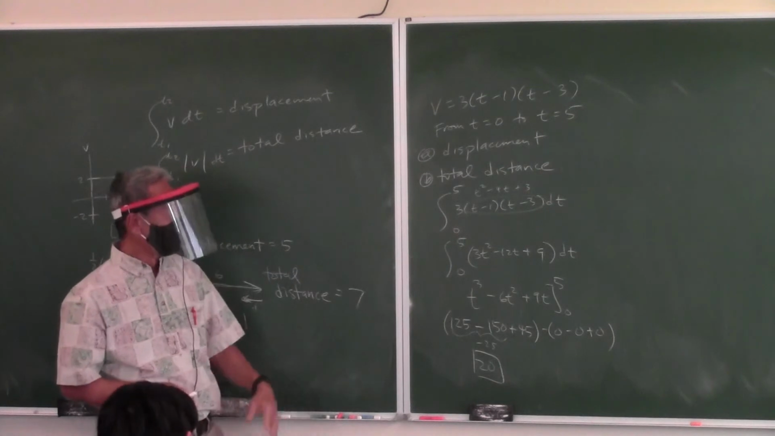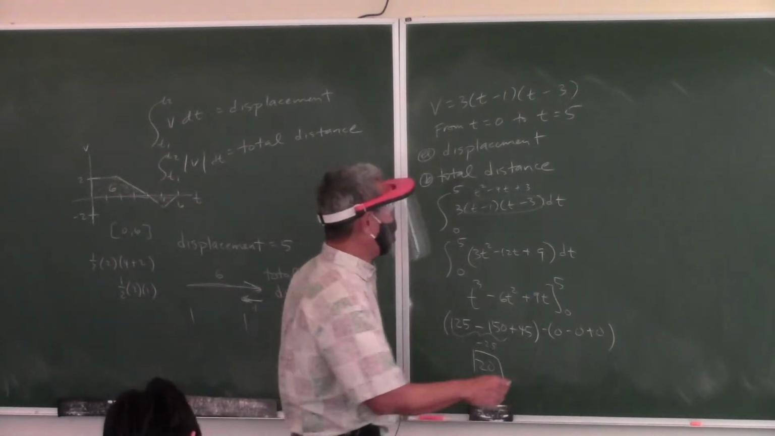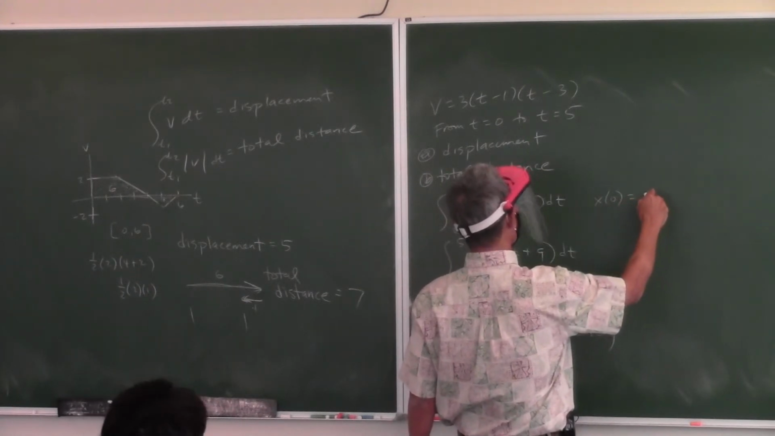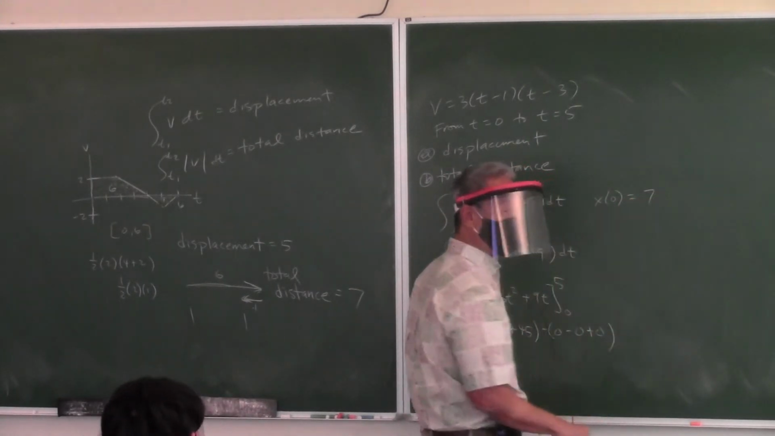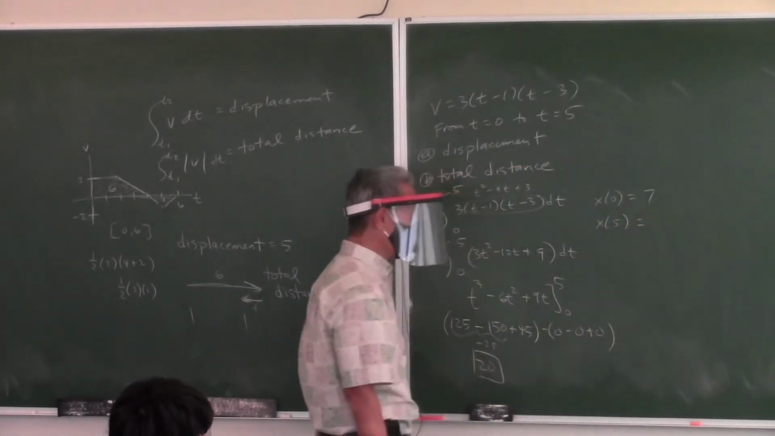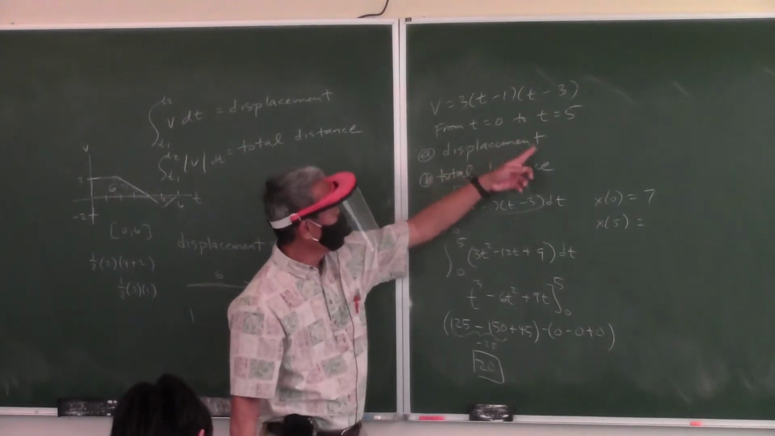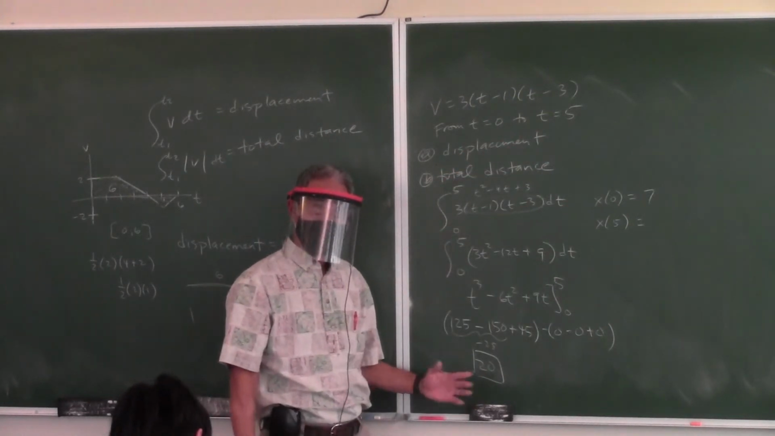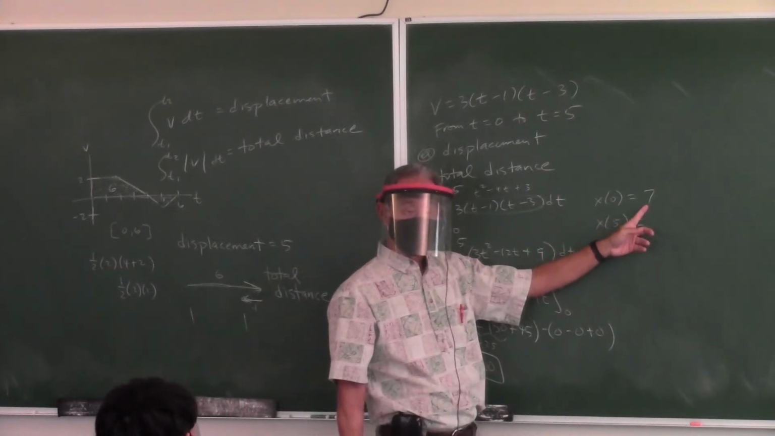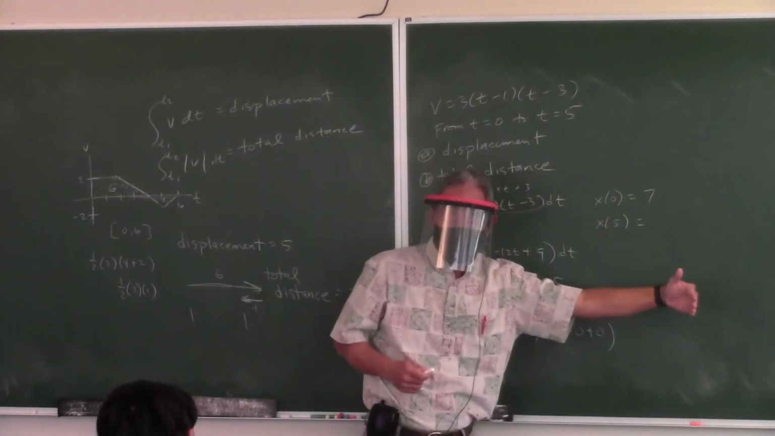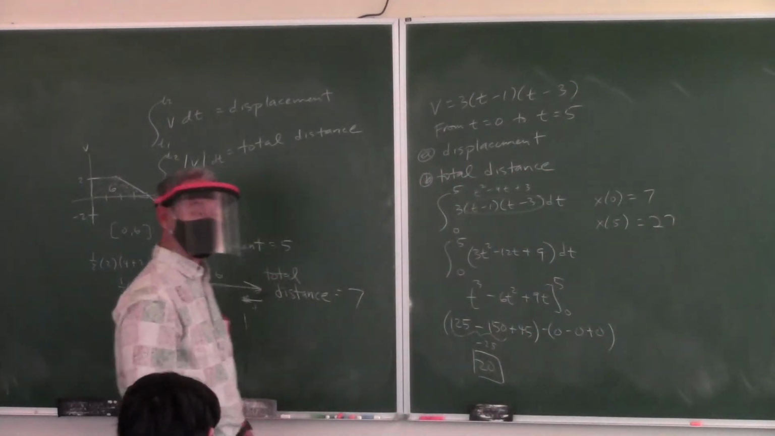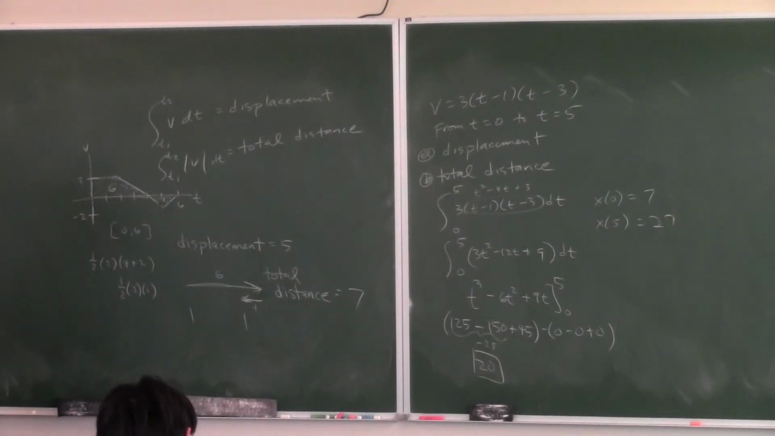So one of the questions on tonight's homework, they're going to tell you if x of 0 is equal to, give me a number, 7. Then what is x of 5? No. Look, after the 5 seconds, the particle is 20 units to the right of where it started. So if you started at 7, and then you end up 20 units to the right of that, that's 27. So you have to understand what's happening here.